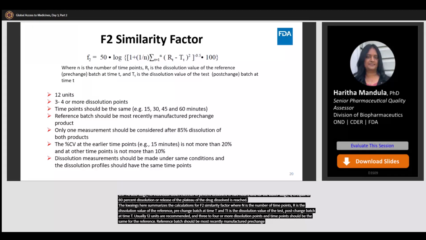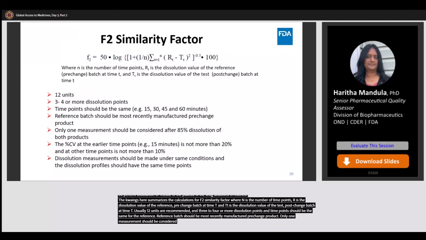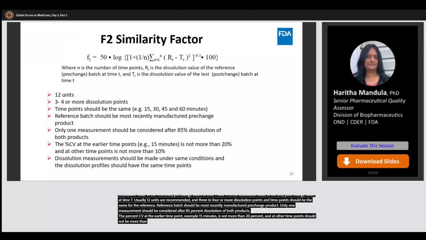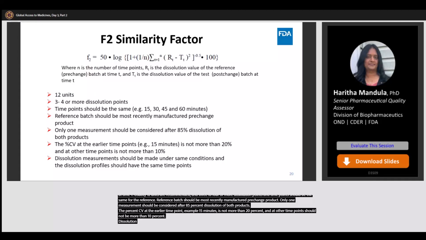Only one measurement should be considered after 85% dissolution of both products. The percent CV at the earlier time point, for example 15 minutes, should not be more than 20%, and at other time points should not be more than 10%. Dissolution measurements should be made under the same conditions, and the dissolution profiles should have the same time points.